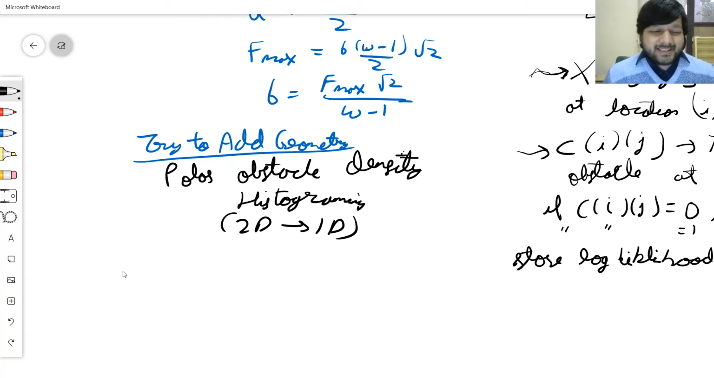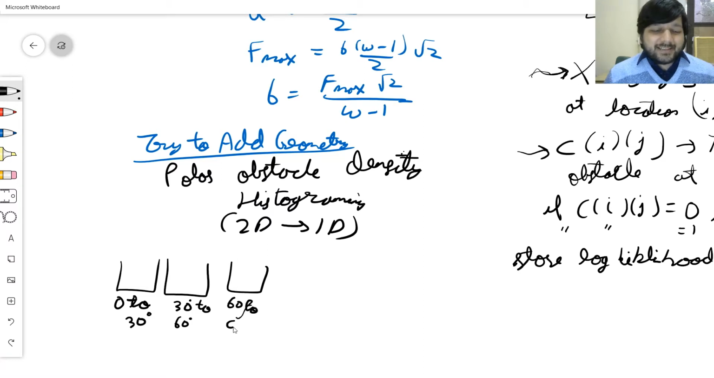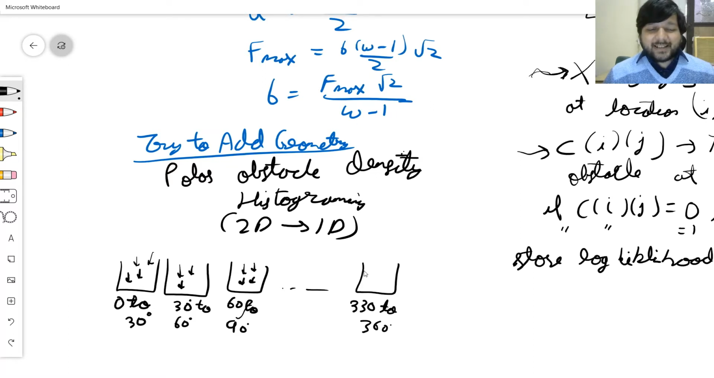So what I'll do is, I'll take in buckets of angles. So let's say 0 to 30 degrees, 30 to 60 degrees, 60 to 90 degrees, and all the way up to 330 to 360 degrees. And I'll put in all the obstacles that lie in this radial range.